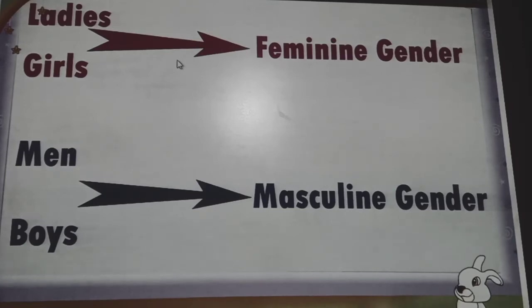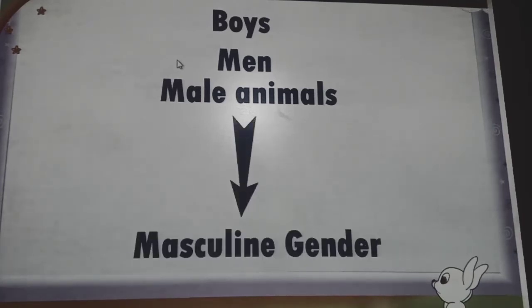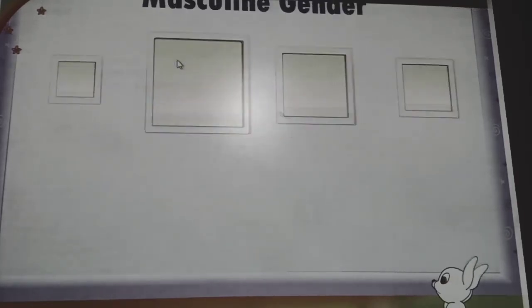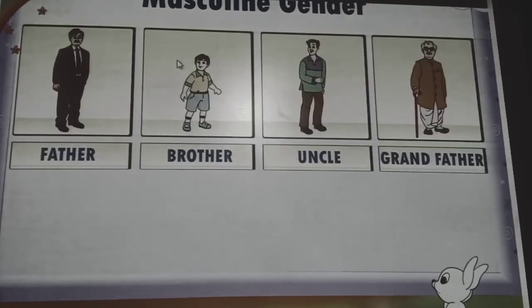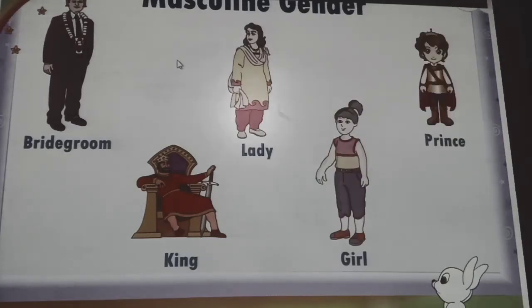Today, let me tell you about masculine and feminine gender. As you have seen, Rainbow, boys, men and male animals all belong to the masculine gender. Can you think of some examples in any family? Yes, you are absolutely right. Father, brother, uncle, grandfather. Very good. Now, look at these pictures. Tell me which of these belong to the masculine gender and circle the names in blue.